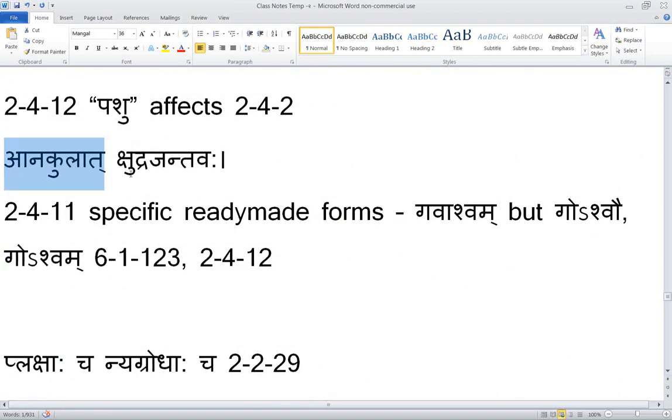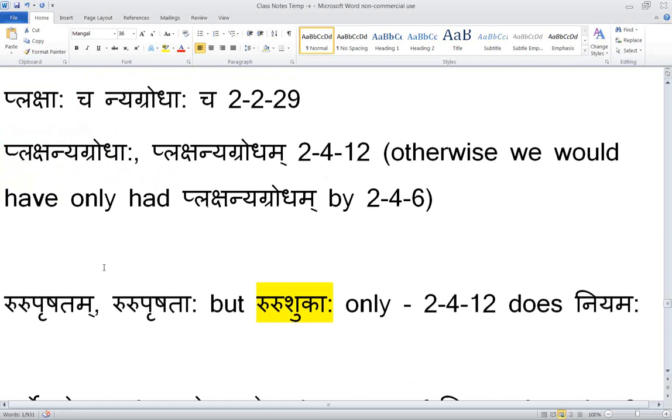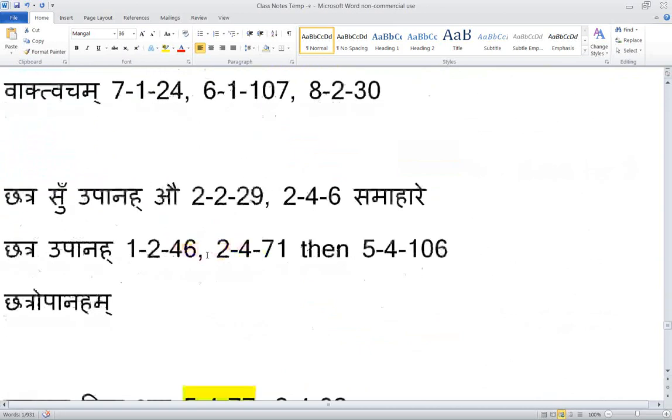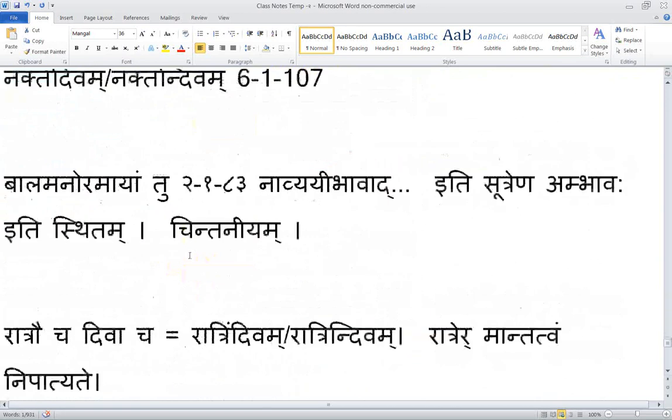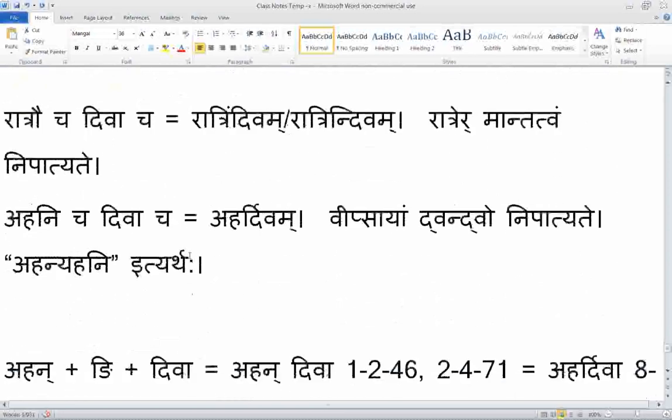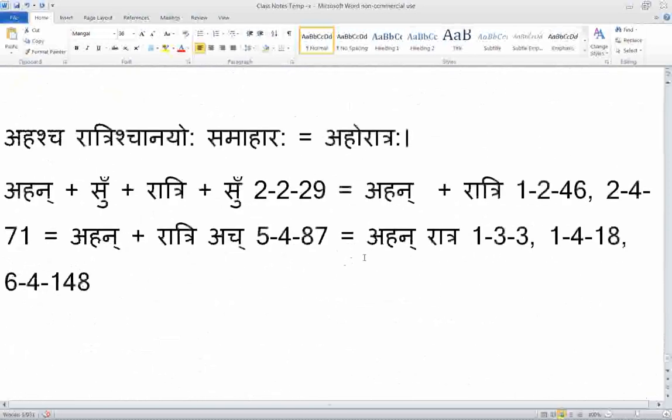Then comes the kshudrajantavaha. Kshudrajantava means the small tiny creatures. And I put nakulat twice in the last class. Please make the correction. And I also did this one, shitoshnake, which should be shitoshne udake. So those are last class typos. Any typos you see, please let me know in the class or after the class, and we'll correct them. Okay, so now coming back to here, now we got ahan ratra.